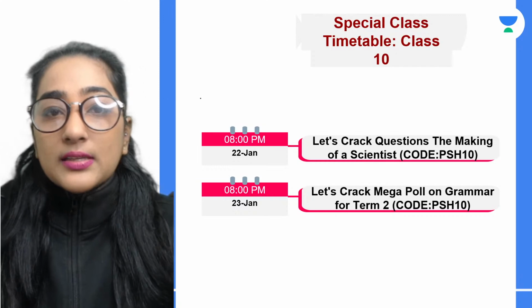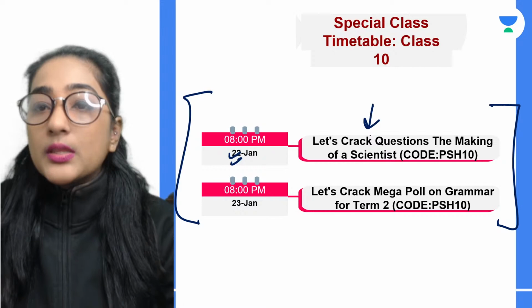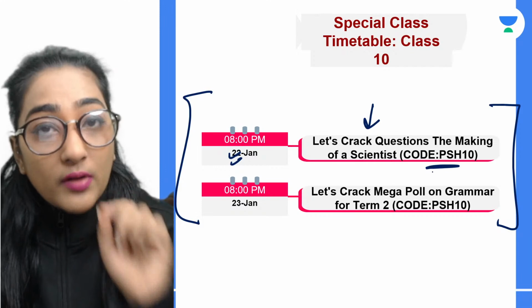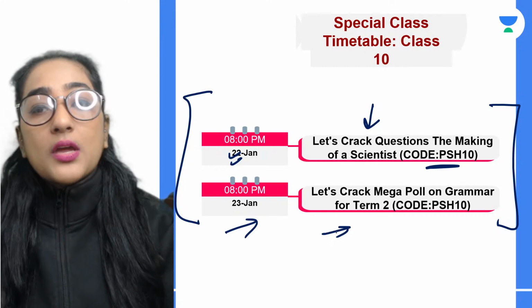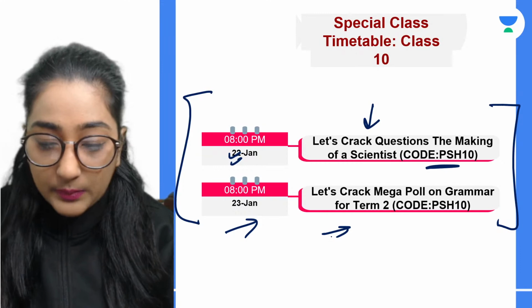Okay, so guys, this is the timetable for all of you. Tomorrow at 8 p.m., I'm going to deal with the questions of the making of a scientist. Okay, use the code PSH10 to be right there in the special class. Don't miss out the chance to be there. And on 23rd, we will have a mega poll on grammar for term 2. So make sure that you all are definitely going to attend that. All right, people. Okay. So now, thank you, everyone.